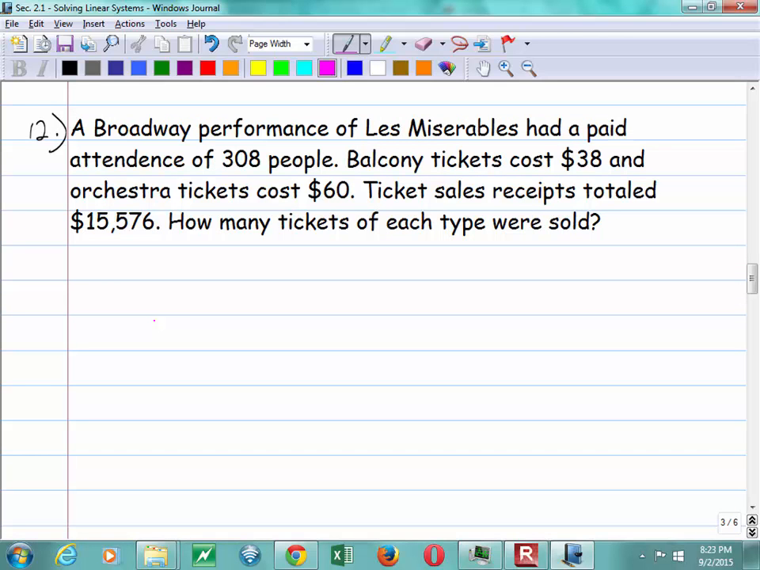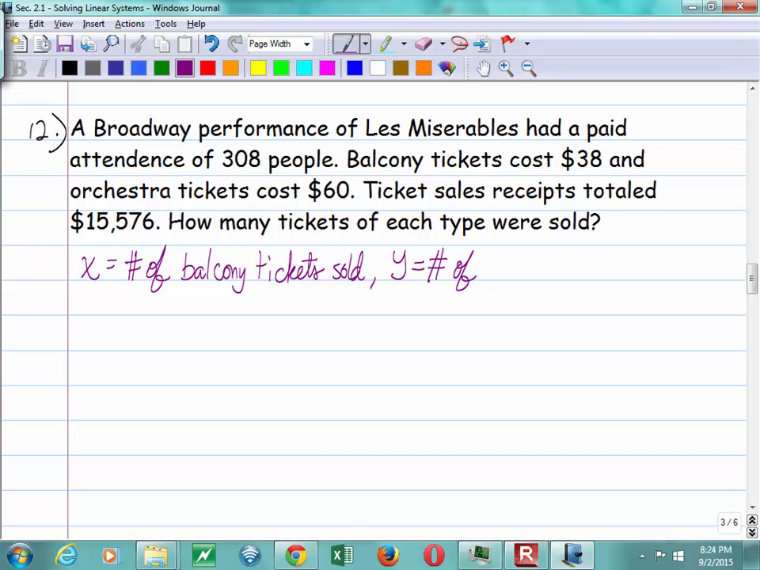Okay, so we need to define the variables. So X is equal to the number of balcony tickets sold. Okay, so it's important to be very specific when you're defining your variables. Alright, so it's better to say X is equal to the number of balcony tickets sold rather than just saying X equals balcony. Okay, and then Y is equal to the number of orchestra tickets sold.